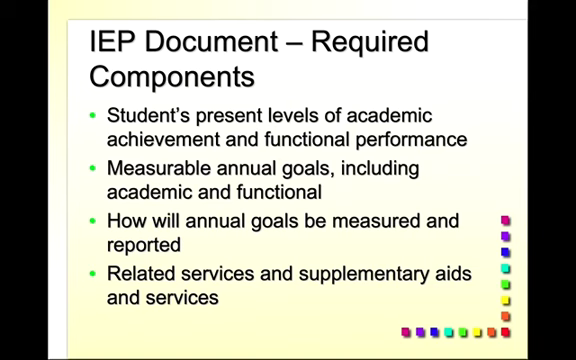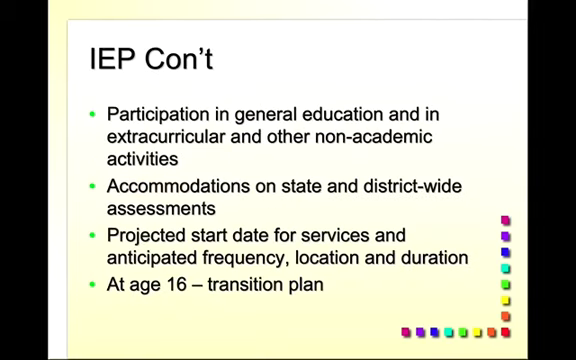The student's present level of academic achievement and functional performance needs to be in there. There need to be measurable annual goals, including academic and functional goals. If the student is working on things such as moving independently in the environment, that should have a measurable annual goal along with maybe an academic goal about what that student is working on as far as, say, a reading or mathematics goal. It should be clear how these annual goals will be measured and reported, and it should lay out what related services and supplementary aids and services that individual is receiving.